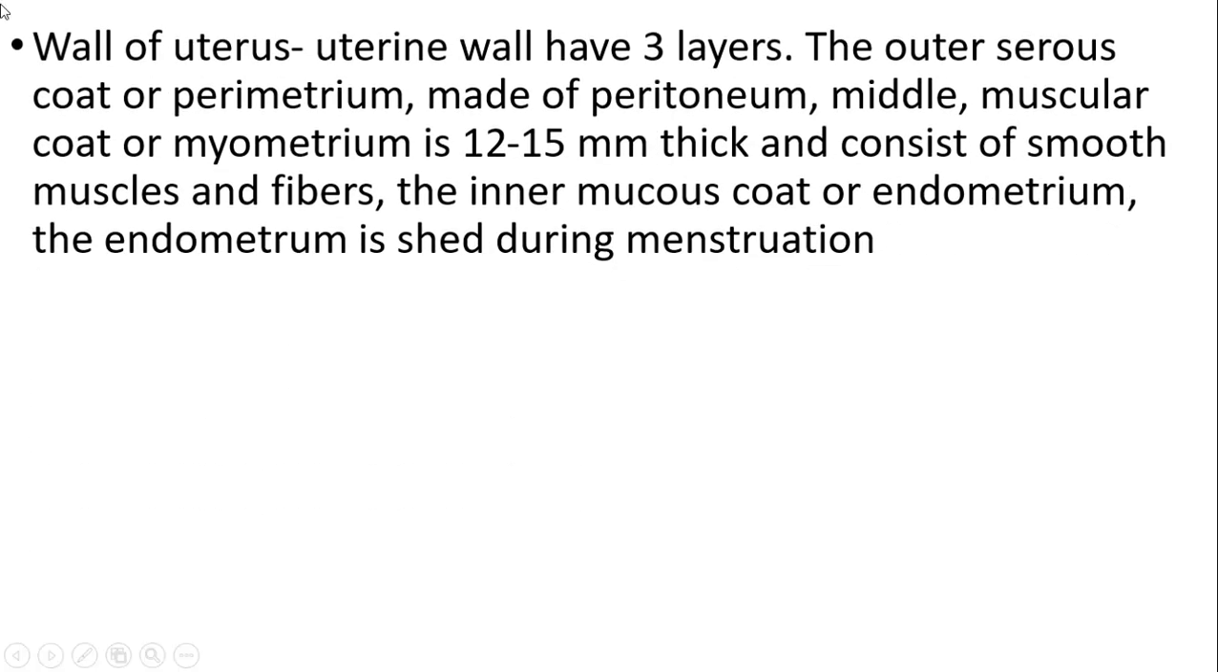The wall of uterus. The uterus has three layers. The outer serous coat or perimetrium made of peritoneum. Middle muscular coat or myometrium is 12 to 15 mm thick and consists of smooth muscles and fibers. The inner mucous coat or endometrium. The endometrium is shed during menstruation.